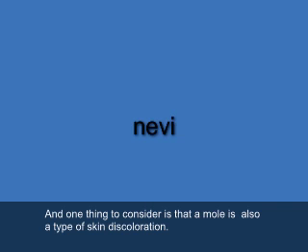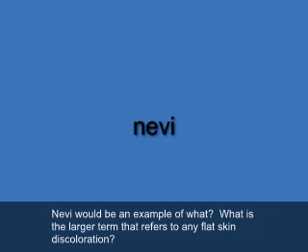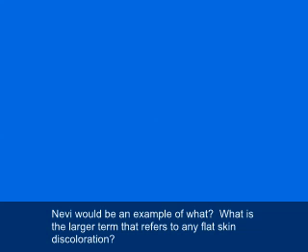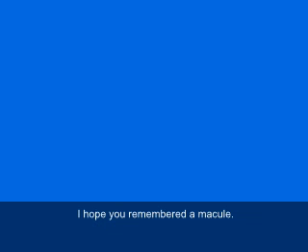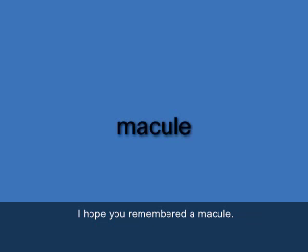And one thing to consider is that a mole is also a type of skin discoloration. And a nevi would be an example of what? What is the larger term that refers to any flat skin discoloration? Well, I hope you remembered that's a macule, M-A-C-U-L-E, and a nevi or a mole is an example of a macule.